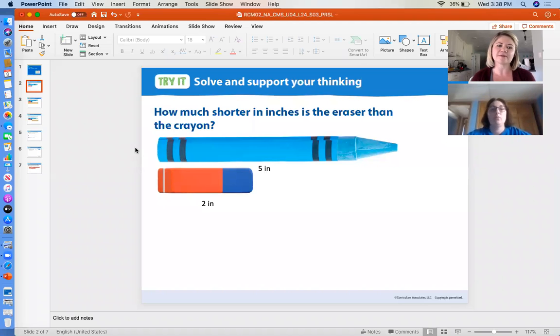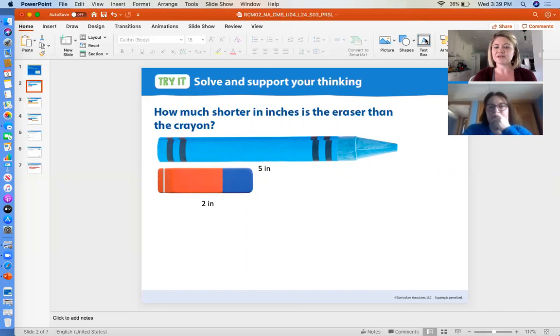Okay, so the first problem just asks how much shorter in inches is the eraser than the crayon? So last time we met, we discussed some different strategies, and one of the strategies that we could use was a number bond or a number model, right? So we would put the big number on top, we know one of the parts, and we would just have to solve for the missing number. But I'm wondering if anybody can think of another strategy that we could use to figure out how much shorter this eraser is than this longer crayon.